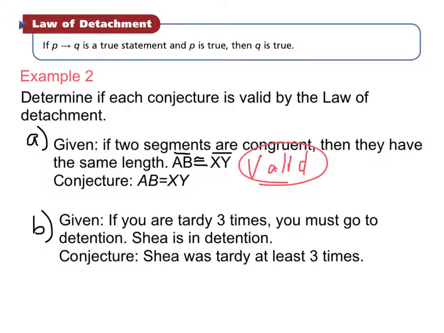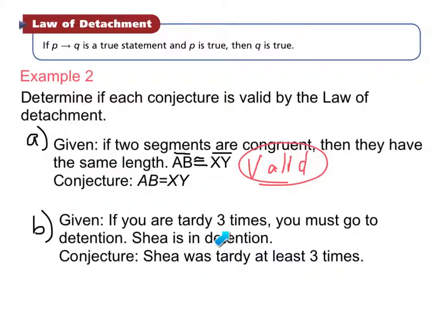And the second part of this, B, given. If you are tardy 3 times, you must go to detention. Shay is in detention. Conjecture, Shay was tardy at least 3 times. So we're going to say, if you are tardy 3 times, you must go to detention. That's true, and it's true because it says it's true, since it's the given. So, Shay is in detention.